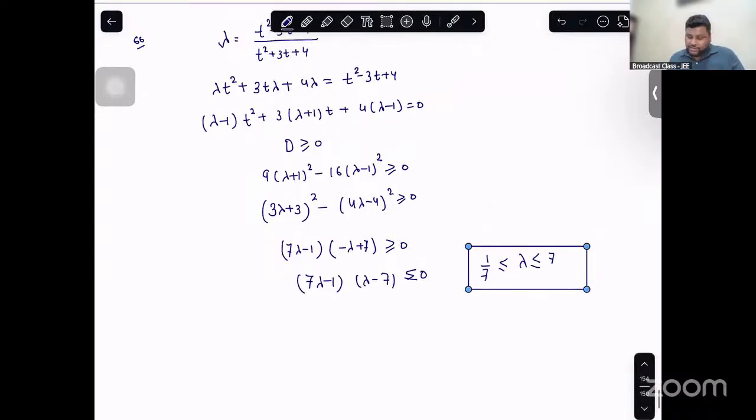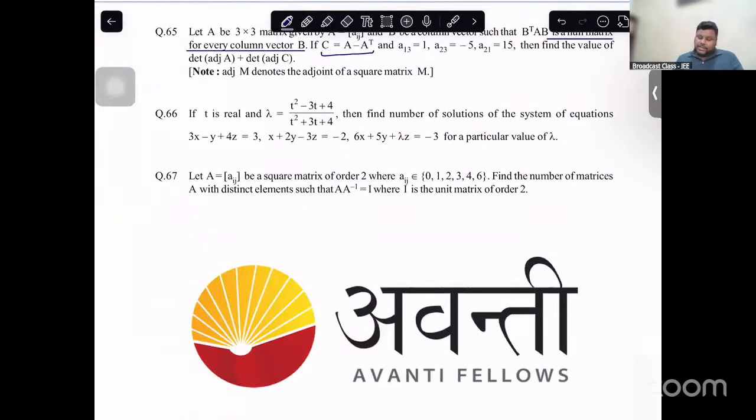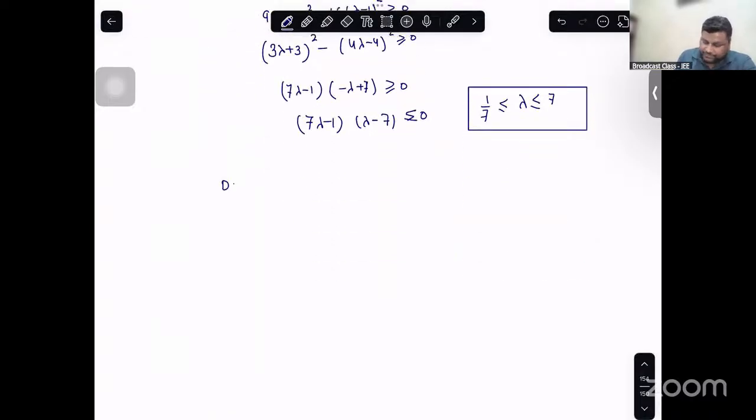Now the question is, for t is real, the system of equations, this for a particular value of lambda. So first of all, what we do, let's try D. If I try D, it is going to be the determinant 3, minus 1, 4; 1, 2, minus 3; and 6, 5, lambda.